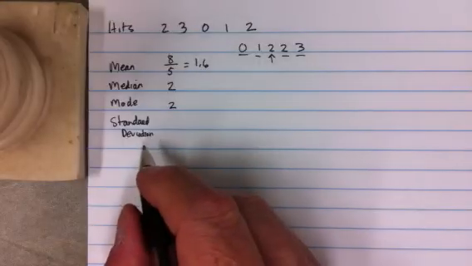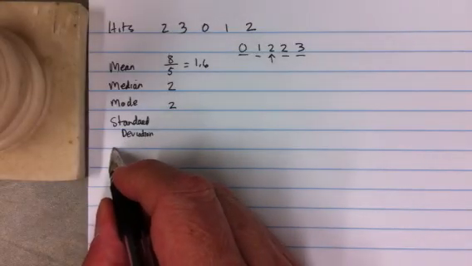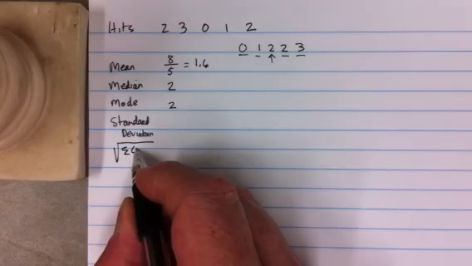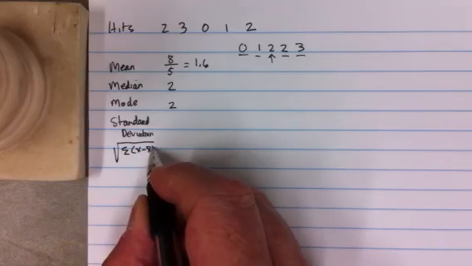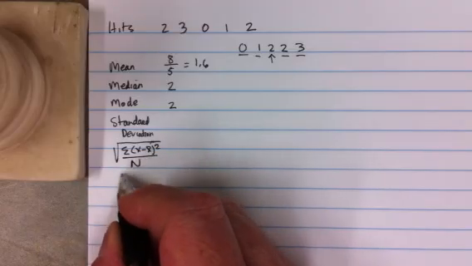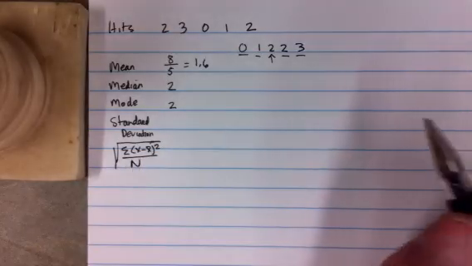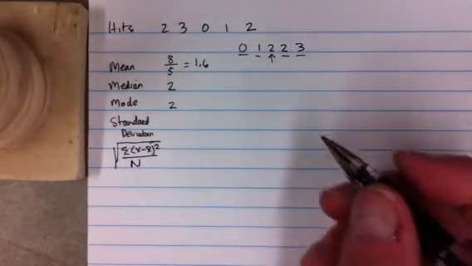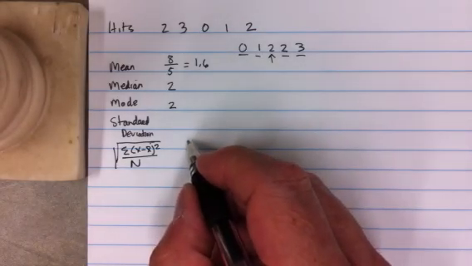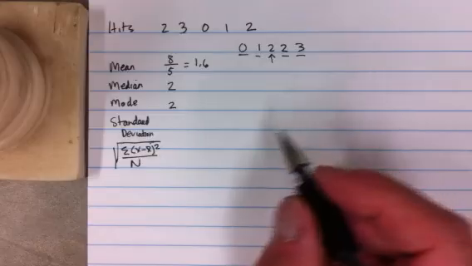And then the standard deviation is given by an ugly formula. It's a square root of the sum of x minus x bar squared all over n. And of course that looks really ugly, but as in all other practices, the goal is to just take a little chunk at a time.